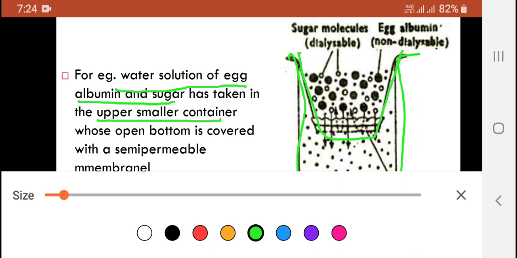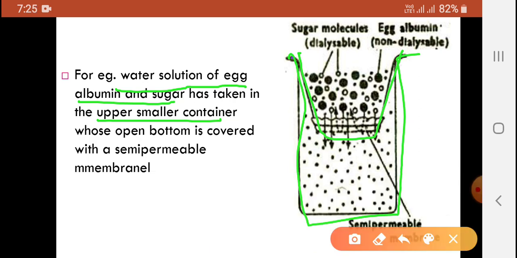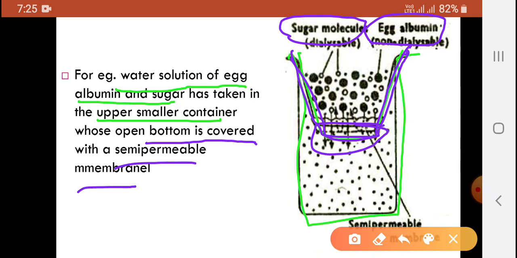That means in this upper smaller container we have taken sugar molecules as well as egg albumin with the water, but the bottom of this smaller upper container is open, covered with a semi permeable membrane. That means the bottom of the upper container is covered with the semi permeable membrane.